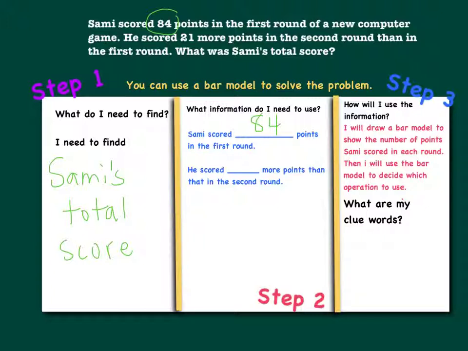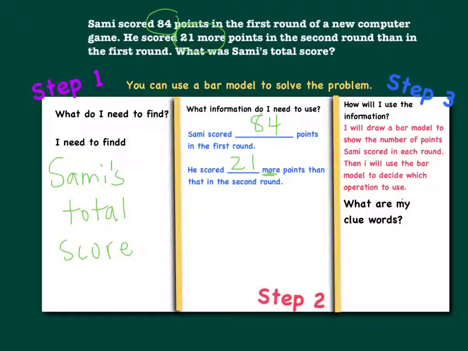He scored how many more points in the second round? Well, it says up here in our problem that he scored 21 more points. Well, 21 more points. I'm going to write that right here. 21 more points. That's going to be important. Well, now that I have all of my information, how am I going to use this information? This is now step 3.